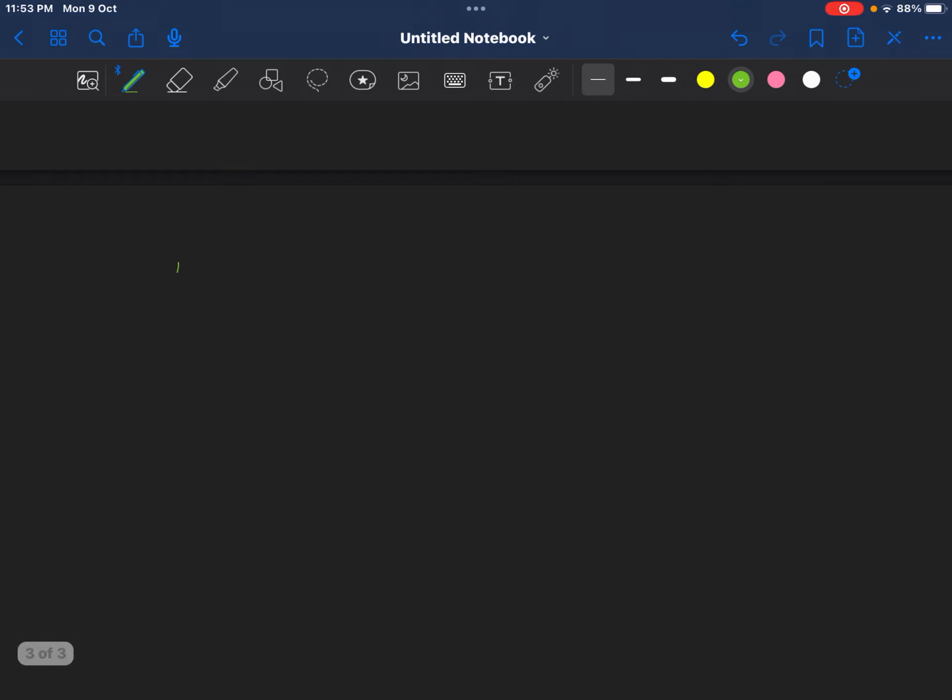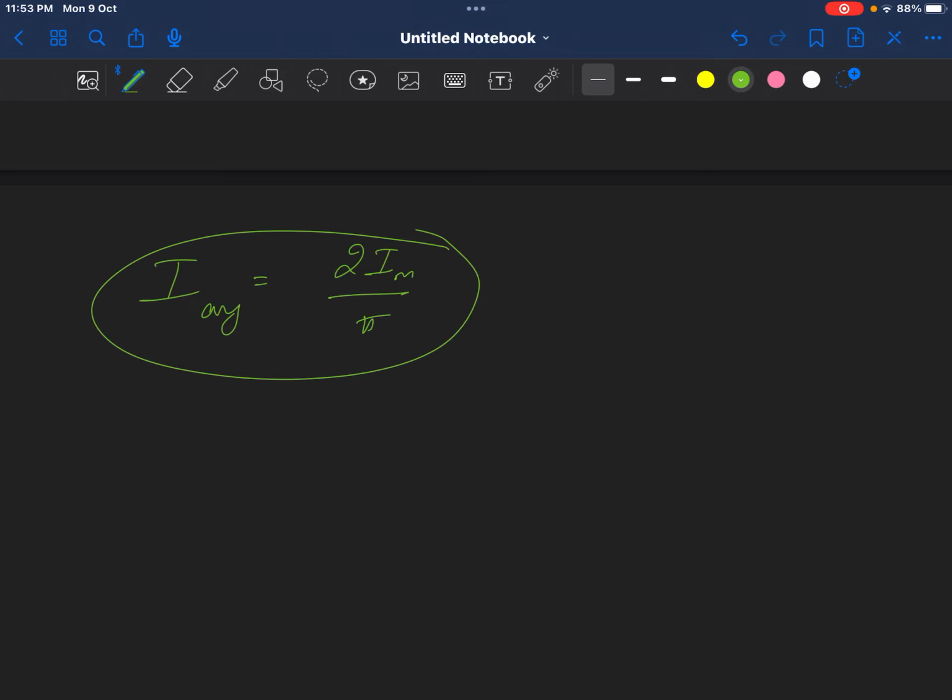So finally what we get, the average value of the current is equal to 2 Im by pi, and the RMS value of the current is equal to Im by root 2.